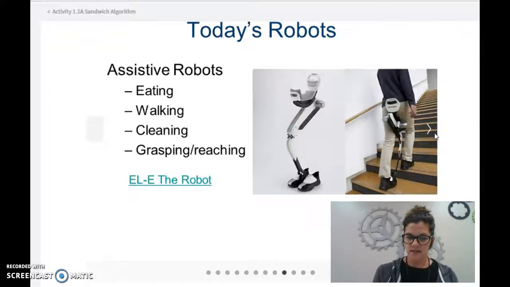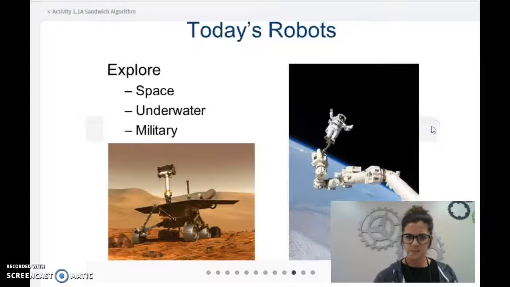Assistive robots, they assist people in eating, walking, cleaning, grasping, reaching. This robot right here looks interesting, so I'm not even sure what the name of it is. This link on this website takes you to a different robot, so this is not identifying the name of this robot, but this would be something interesting to research. It looks like it's assisting this gentleman up the stairs, almost like a seat helping him walk. So that would be something worth looking into just to see exactly what that robot is.